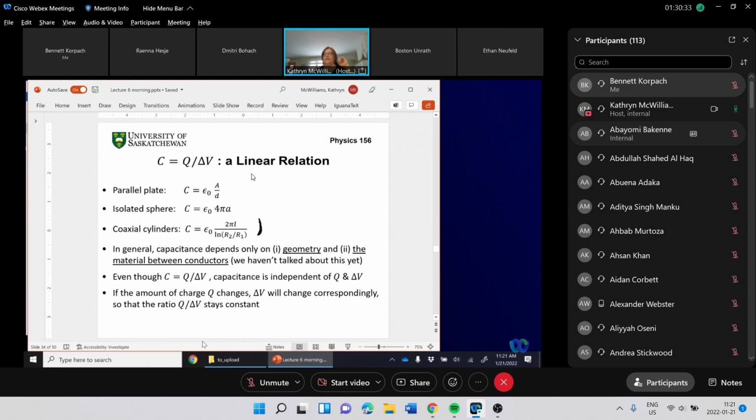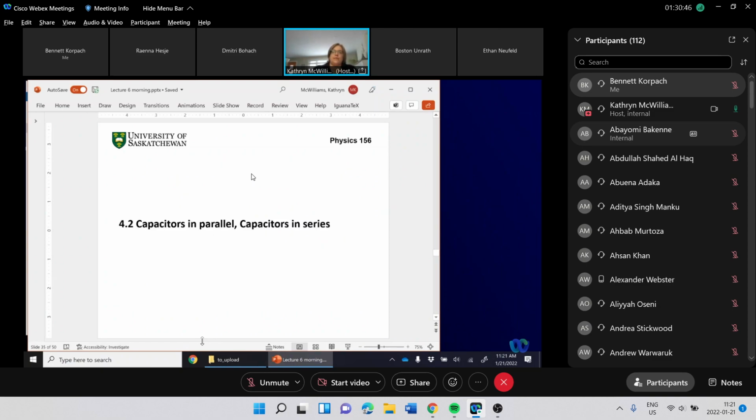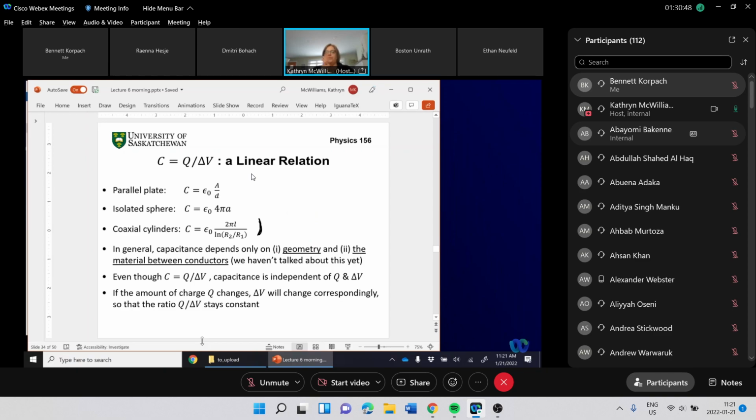Okay? Because the device has the same capacitance all the time, if you change the charge that the plates or the device holds, then you have to change the voltage so that you can keep that C value constant. Okay? Are we good with that?